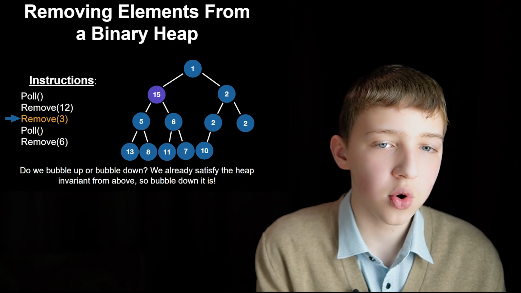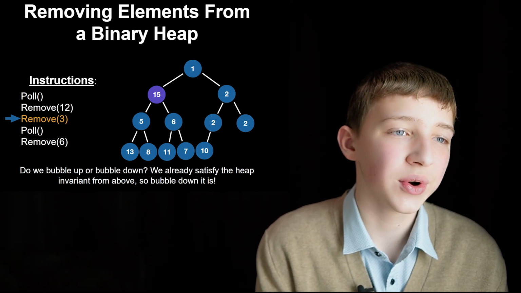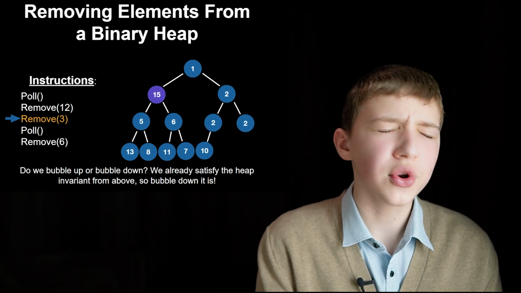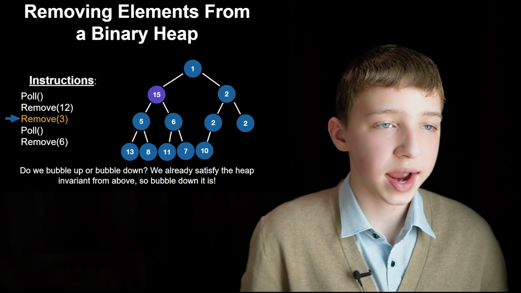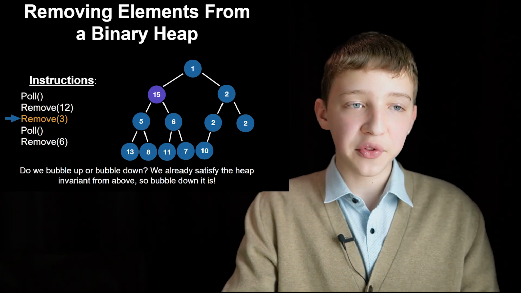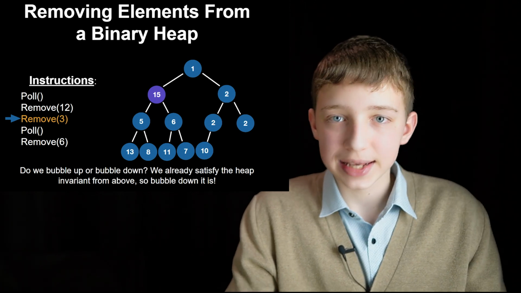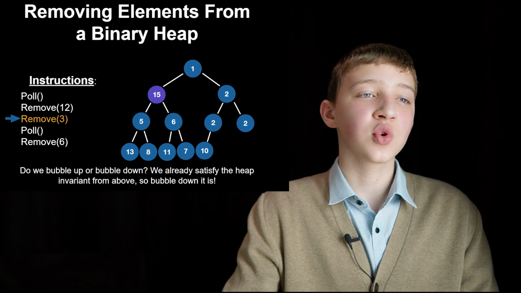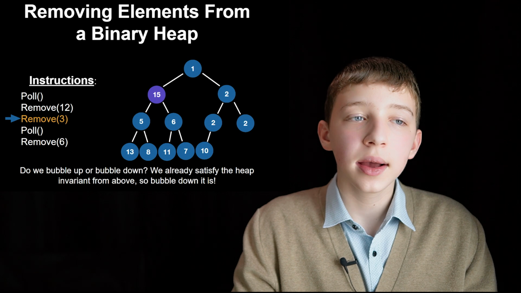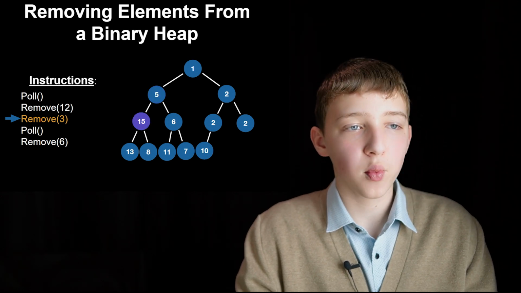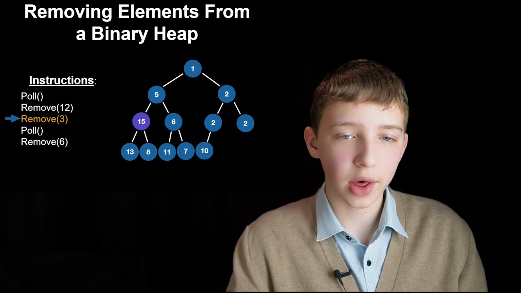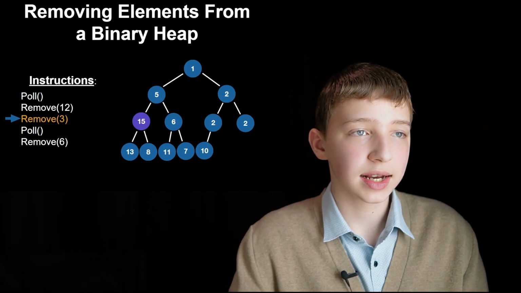So now, okay, so we need to bubble it up. Oh no, we need to bubble it down because we already satisfy the heap invariant from above, since 15 is greater than 1, the root node here. So we bubble it down. So we bubble this down, and we're sinking it. In other words, we are sinking it.